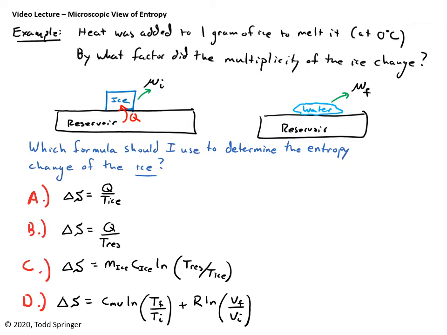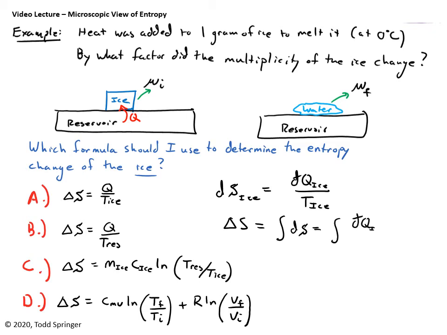All right, so remember that the best way to do it is you can always start with something like this. dS for the ice is the heat added to the ice divided by the temperature of the ice. And then delta S is the integral of dS, right? So it's the integral of dQ, heat added to the ice, divided by the temperature of the ice. But because the melting takes place at constant temperature, I can pull this outside. And so I have 1 over T ice, integral dQ, which is just Q. So this is the heat added to the ice over the temperature of the ice. So if you chose answer A, that's the correct one.